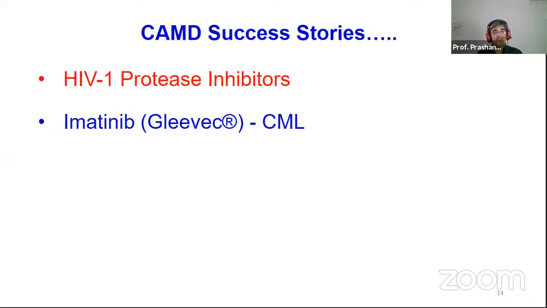Then came imatinib in 1995 or so. Imatinib, whose trade name is Glivec, was discovered by, I think, Novartis, for chronic myelogenous leukemia, a type of blood cancer. And this is actually a first rationally designed drug where they came right from the beginning, where they screened the first set of molecules.